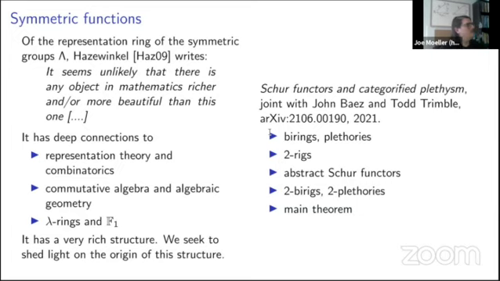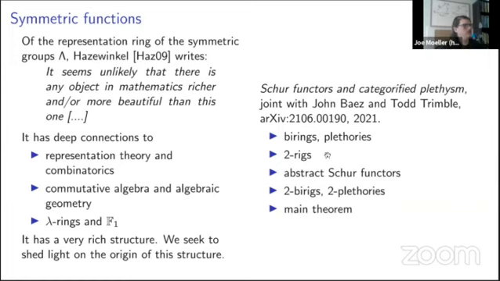Hazewinkel says of the representation ring of the symmetric groups, which I'm denoting as lambda, that it seems unlikely that there is any object in mathematics that's richer or more beautiful than this one. So this ring has a very rich structure, has a lot of very deep connections to many fields of mathematics. And the goal of today's talk is to uncover or shed light on this structure and its origin from a categorical perspective. So here's the outline of the talk.